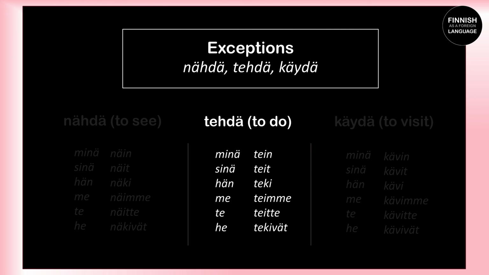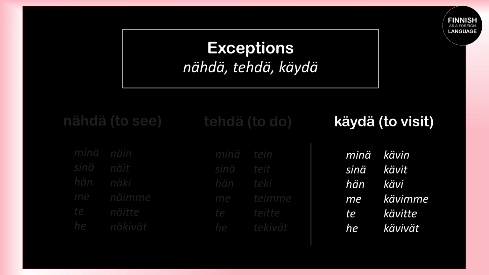Next one is tehdä, which means to do. I did is minä tein. You did is sinä teit. He or she did is hän teki. We did is me teimme. You did plural is te teitte. And they did is he tekivät.